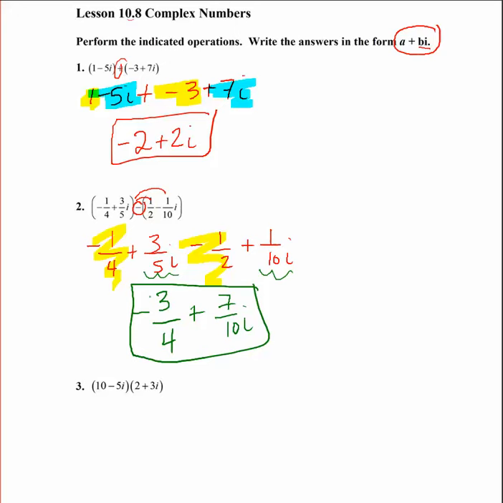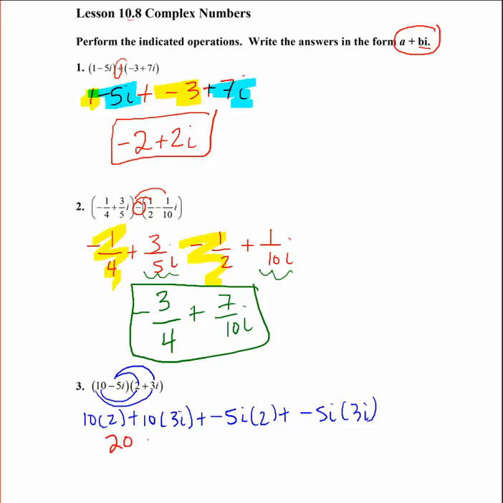Now question 3 is a product. So this I need to FOIL, or I do double distribution to simplify that. So I'm going to do 10 times 2 plus 10 times 3i plus negative 5i times 2 plus negative 5i times 3i. So let's find all of these products. 10 times 2 is 20. Then I have plus 30i. Then I have minus 10i. And at the end I have negative 15i squared.